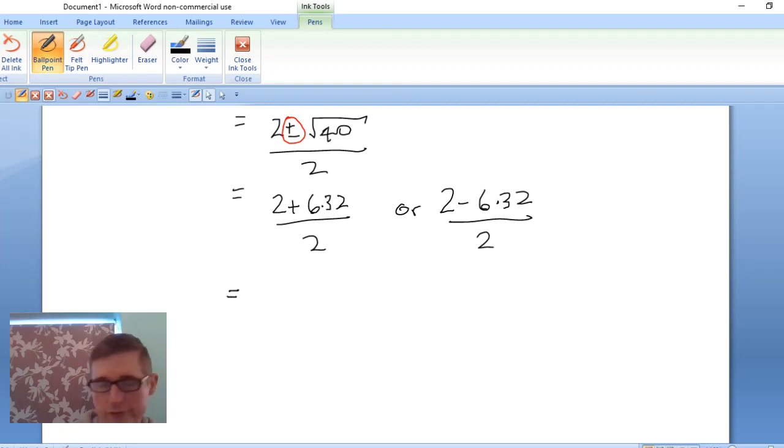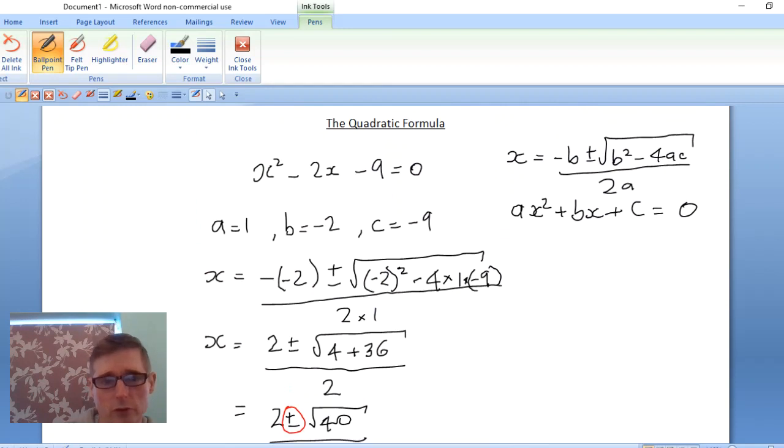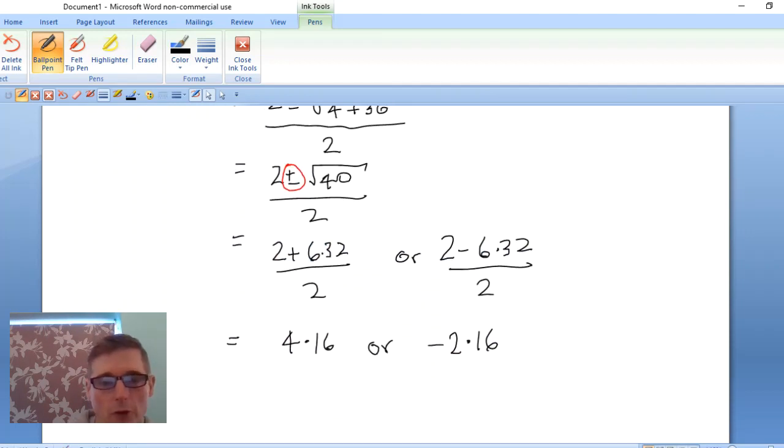And so for the first one, we get 4.16. Feel free to stop this video at any point and just check the maths yourself. And then we've got the other alternative, which is actually a negative answer, which is negative 2.16. So the solutions using the quadratic formula to x squared minus 2x minus 9 equals 0 are x is 4.16, or x is negative 2.16.